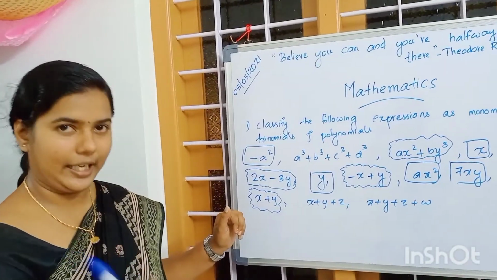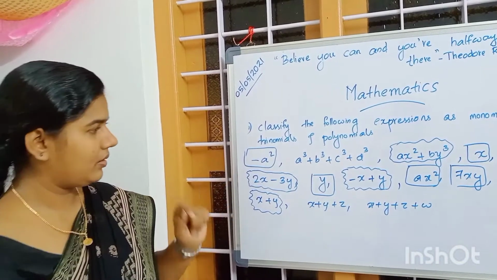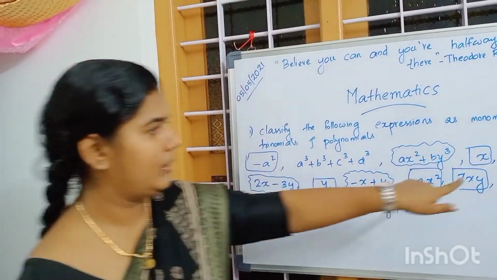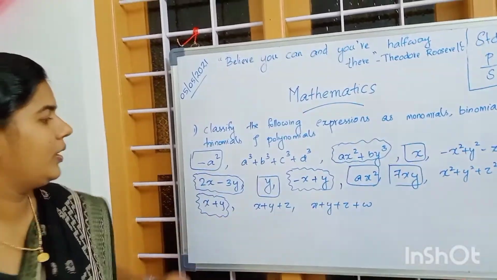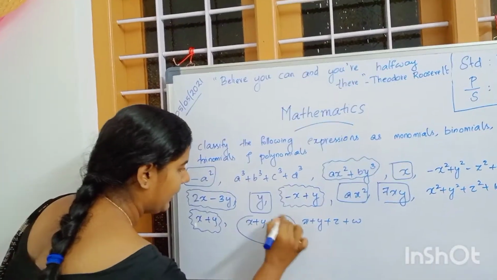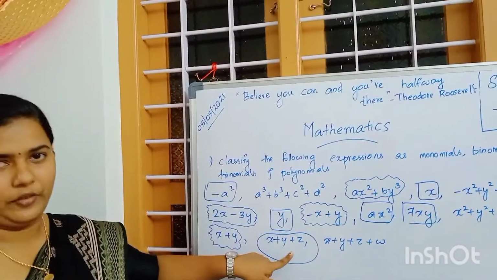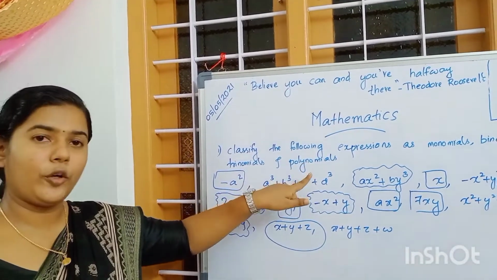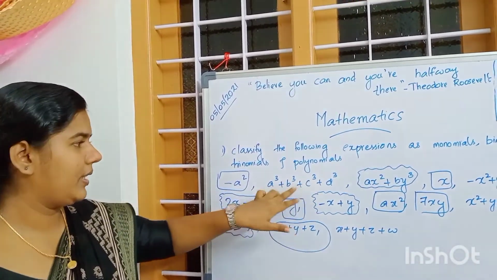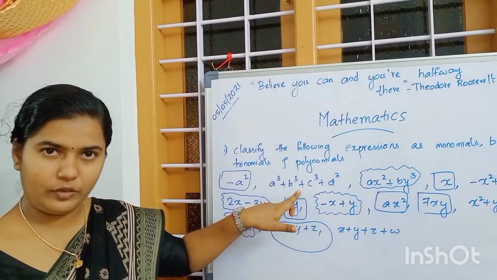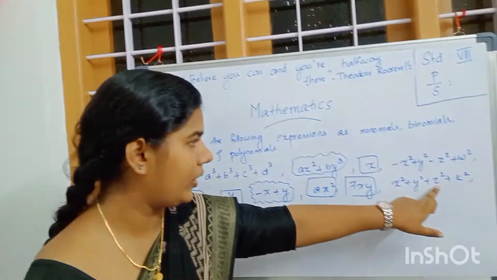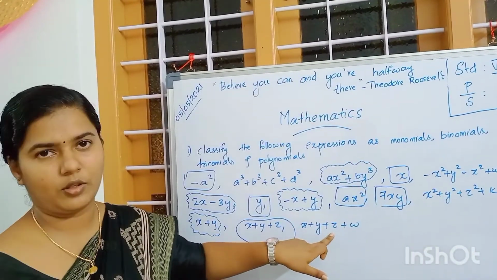Okay. What about trinomials? Trinomial means an expression with three terms. So this is not, this is not, this is not. So this is the only trinomial we have. And what about the polynomials? Yes, the remaining. This is an expression with four terms. This is also four terms. This is also four. And this is also four.